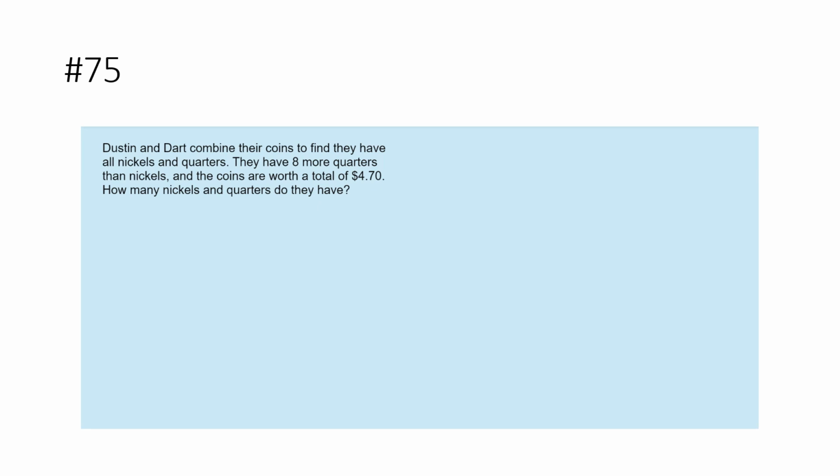So the first thing I need to do is assign my variables. I see that it says I have 8 more quarters than nickels. So quarters is given to me in terms of nickels. My nickels I'm going to let be n. And my quarters have 8 more than the nickels, so I'm going to have n plus 8, because they have 8 more quarters than nickels.